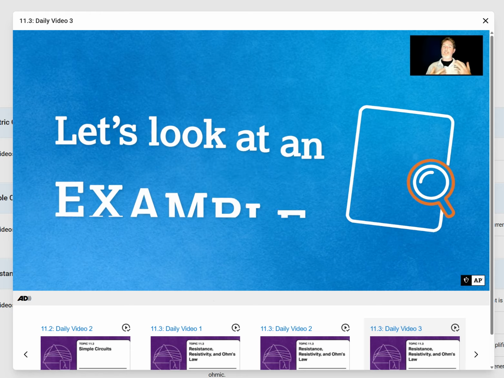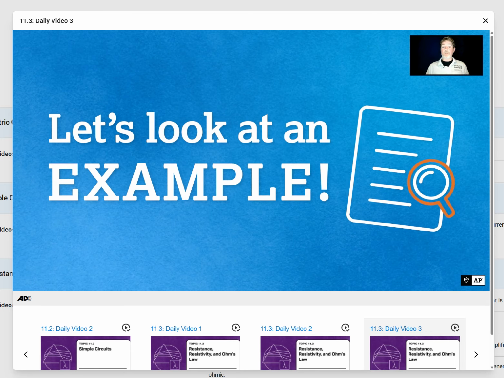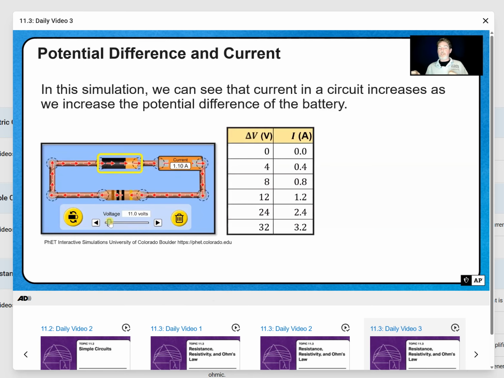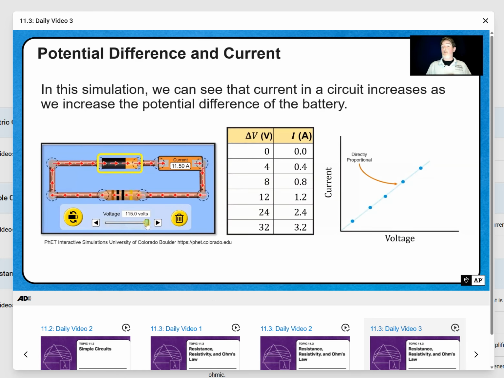So let's look at an example of how potential difference affects current. In this simulation, we can see that as current in the circuit increases, the potential difference must also be increasing. So as we control the voltage, we can see that the current increases. If we go ahead and graph this, we find that we have a nice, directly proportional linear relationship between potential difference and current.